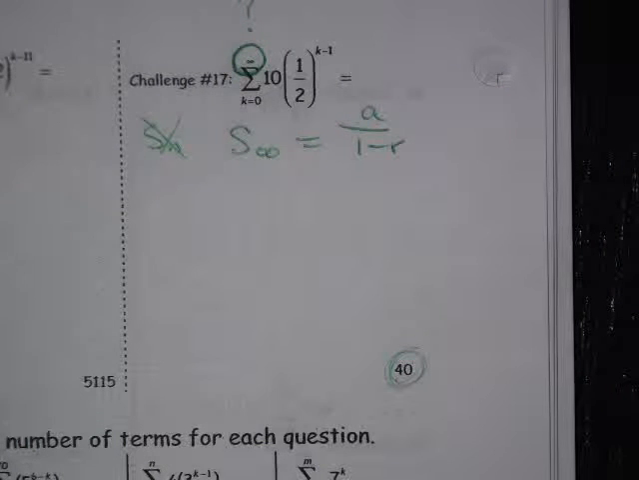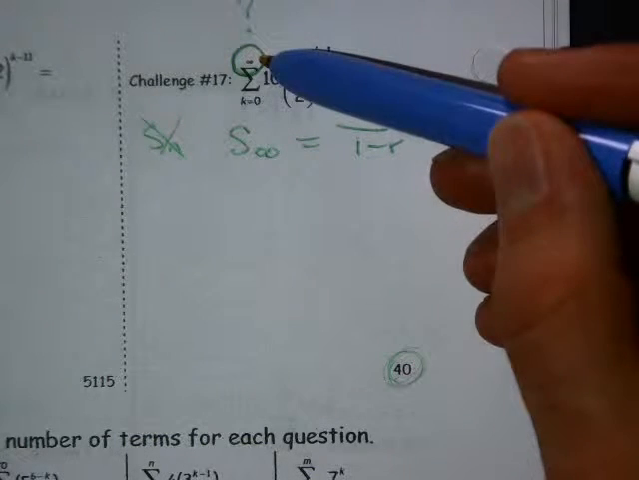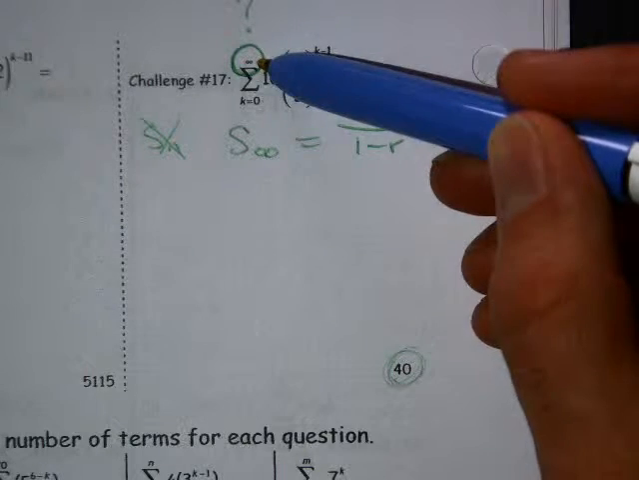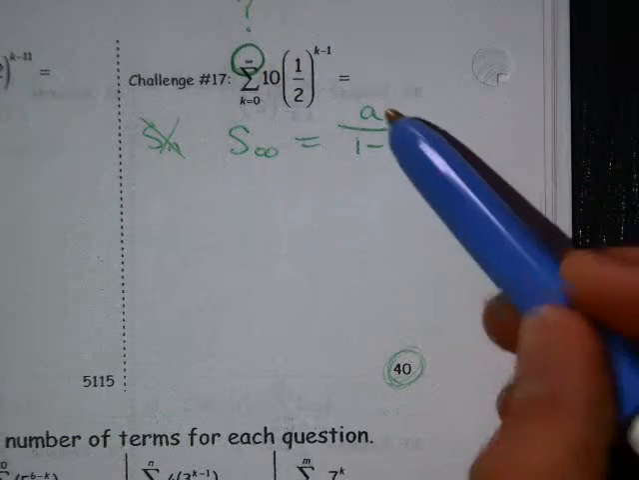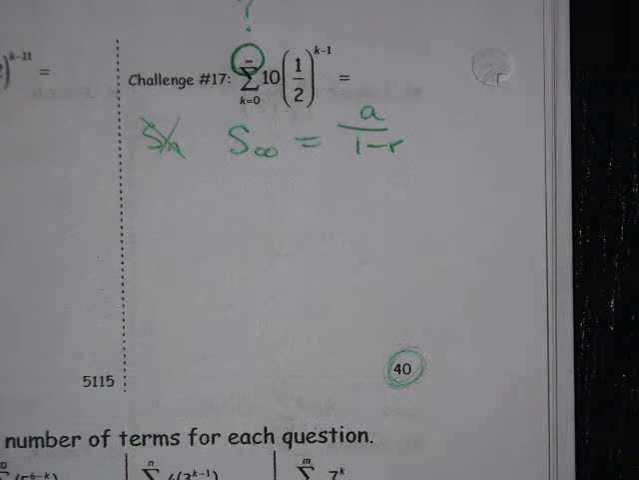Okay, so we're setting up challenge 17. We've got our infinity sign up top. That means we're going to be using our S infinity. So really we just need two things. We need to find out what A is, and we need to find out what R is. Well, how do we find out what A is?